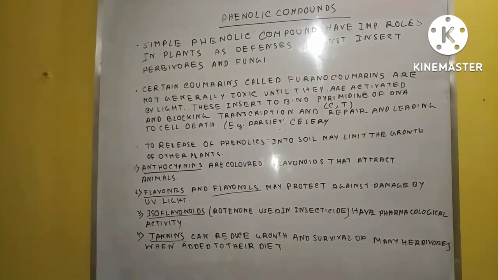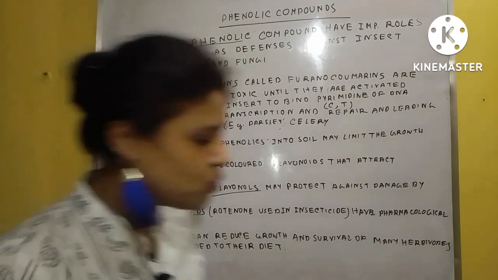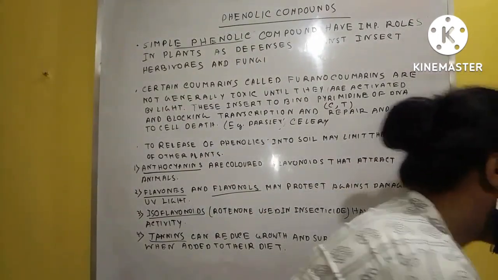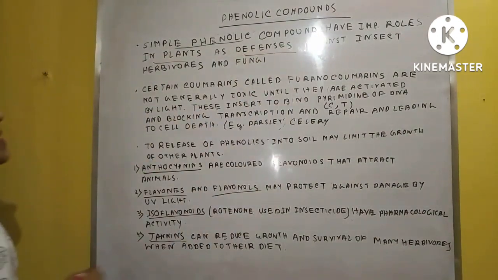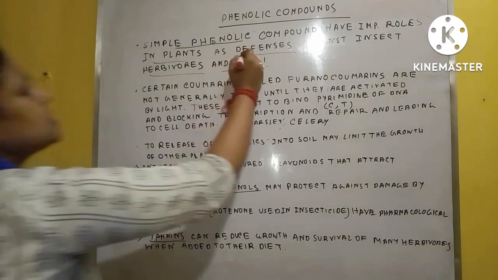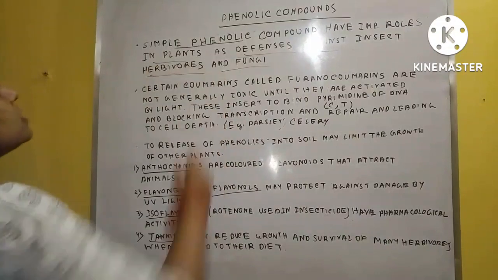Okay, so now we understand the functions of the phenolic compounds. Generally, the simple phenolic compounds have important roles in plants as defenses against insects, herbivores, and fungi. So what is the main important role? The simple phenolics help the plants as a defensive material against insects, herbivores, and the fungi.